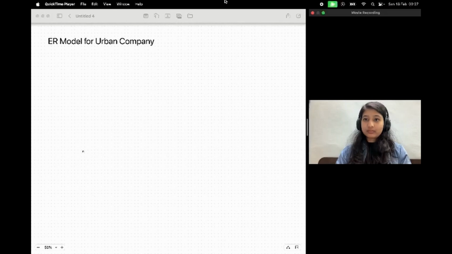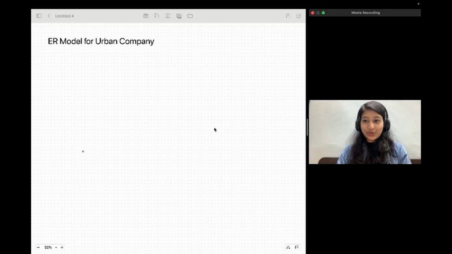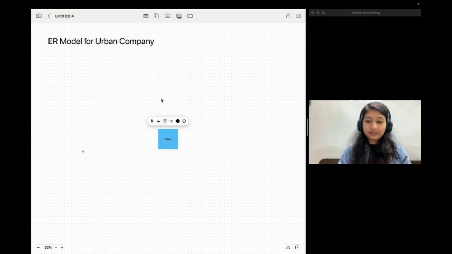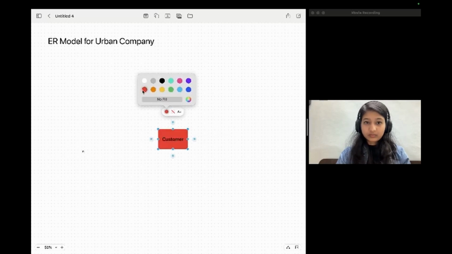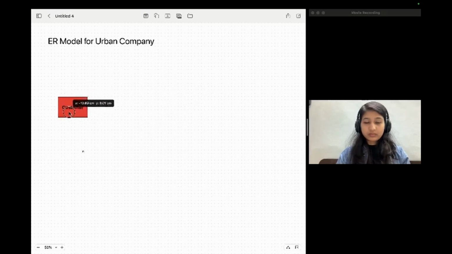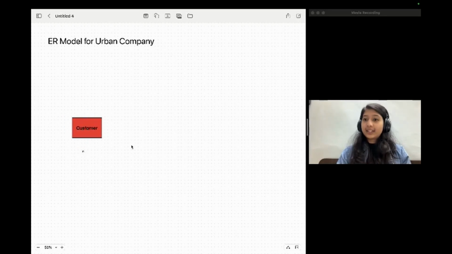ER model. Now, according to you, what should be the entities for Urban Company? According to me, the first entity should be customer. So let's write customer here. And the other entity should be services.